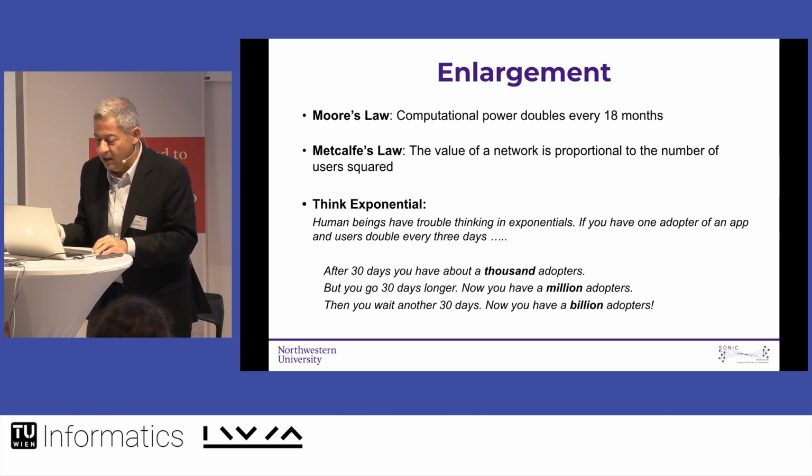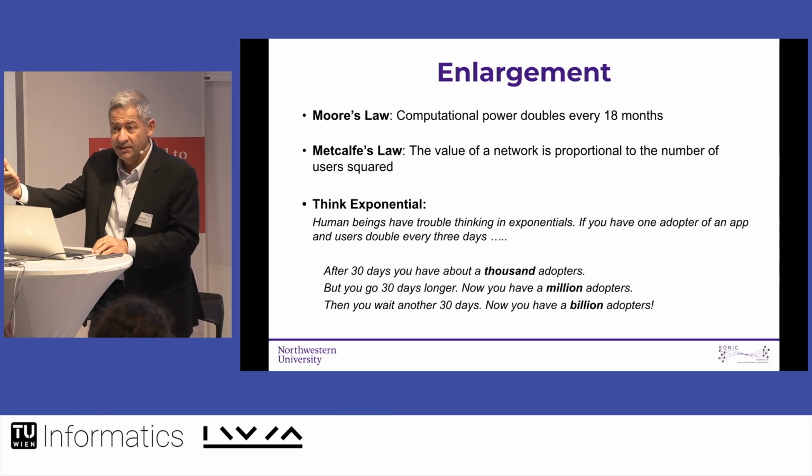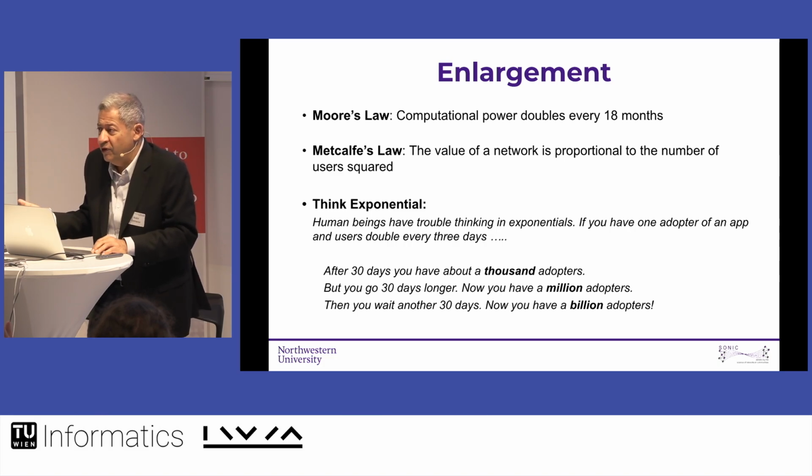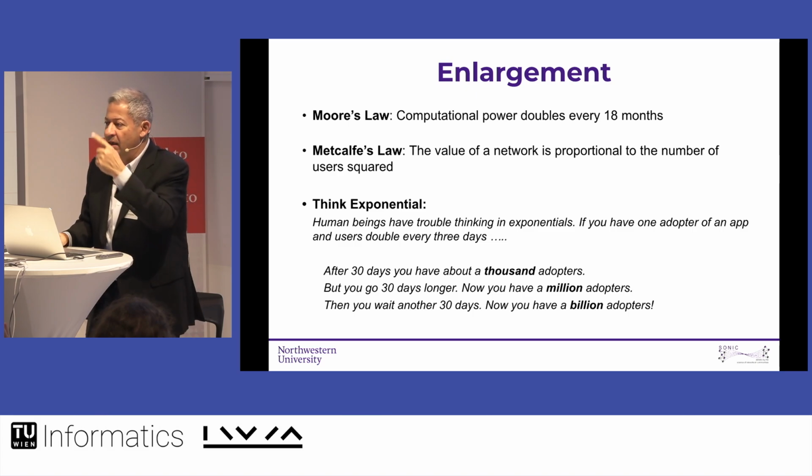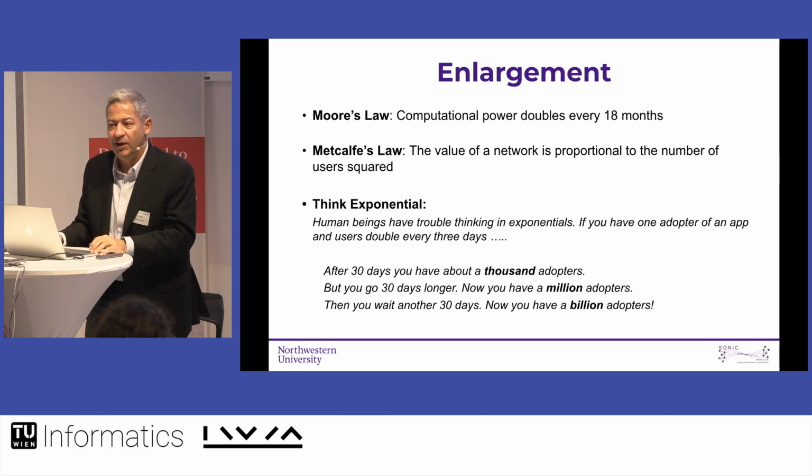How many of us realize that if you're looking at one adopter for an app, one adopter, and you double it every 3 days, that doesn't seem a lot, just double it every 3 days, okay. After 30 days you have about 1,000. You go 30 days longer, now you have 1 million. You go 30 days longer, now you have 1 billion. That's the way in which our mind has difficulty understanding exponential enlargement, exponential growth, as we look at these different phenomena.